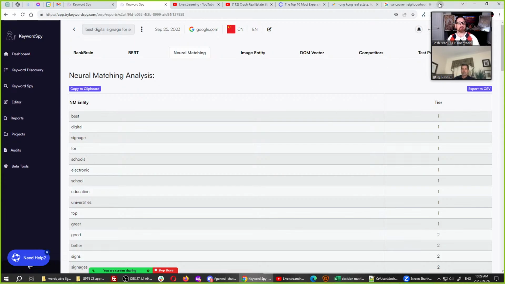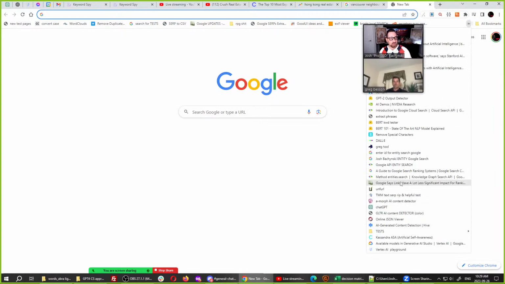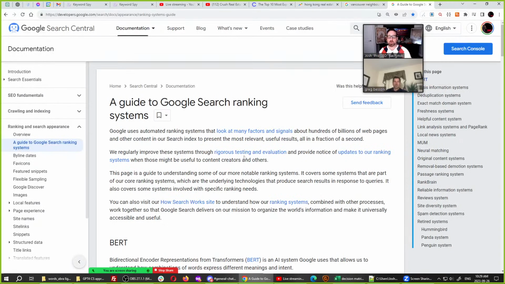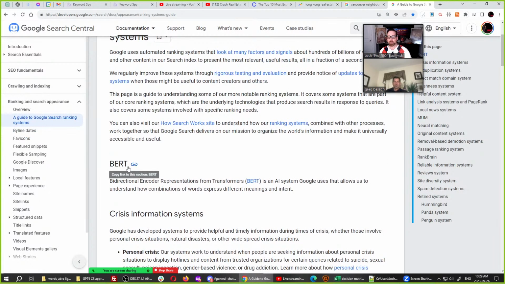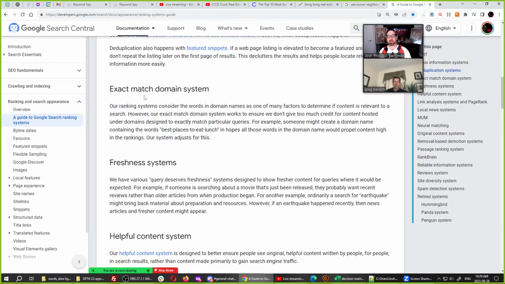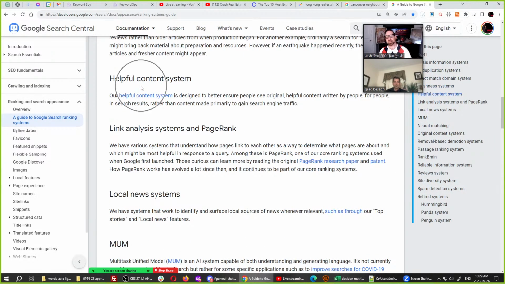And if you're like, Josh, I've never heard of these things before. Well, let me show you. I can prove to you that Google is using them. Here's one of the links that says Google says a lot less significant factor. Here's the guide to the Google search ranking systems. They say that they're putting it in public right here. Here's our ranking systems. BERT, which we do. Deduplication, which everyone knows duplicate content is a problem. The exact match domain system, which we check as well. The freshness system, which we help you rank for. The helpful content system, which we have a proprietary AI that is first in class for making the helpful content for you.